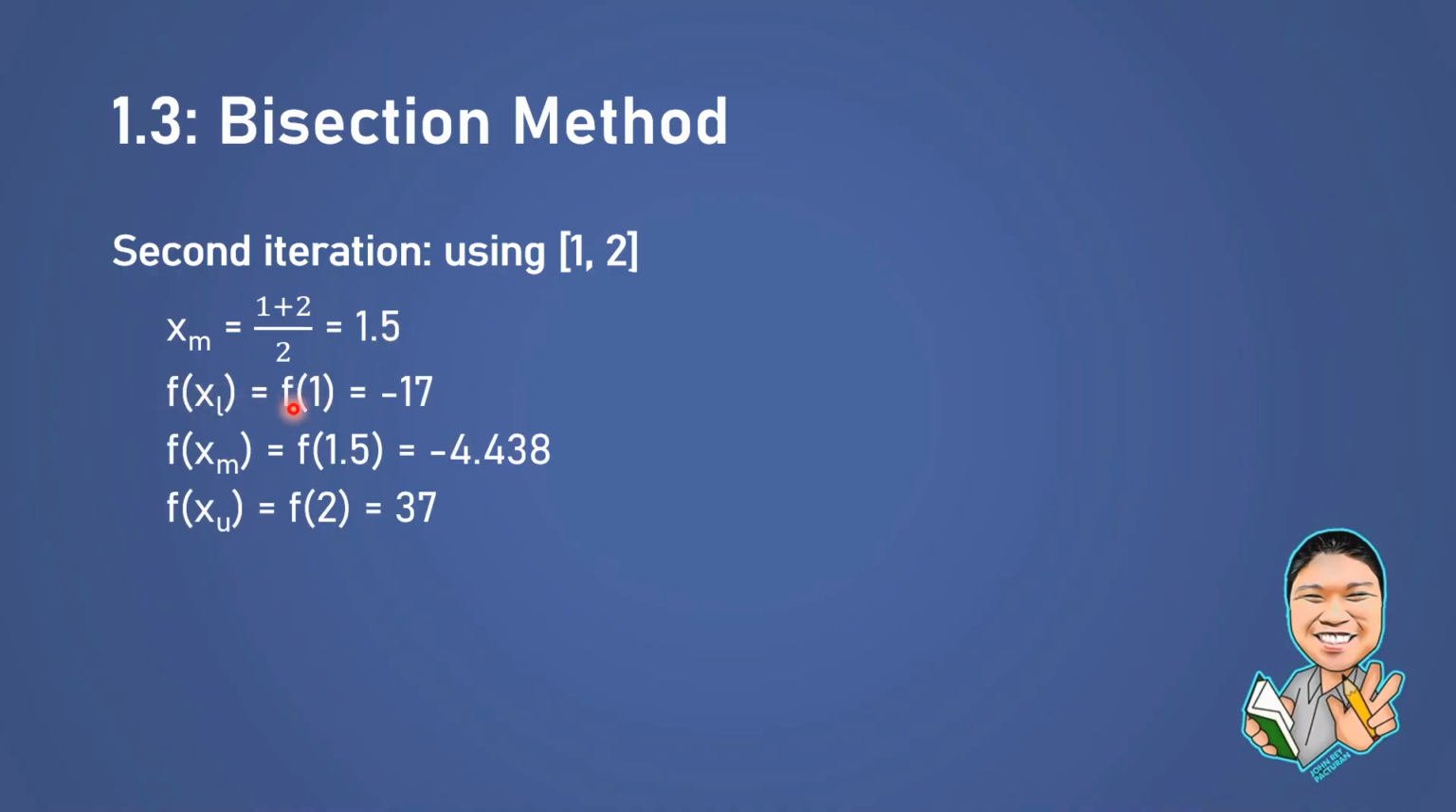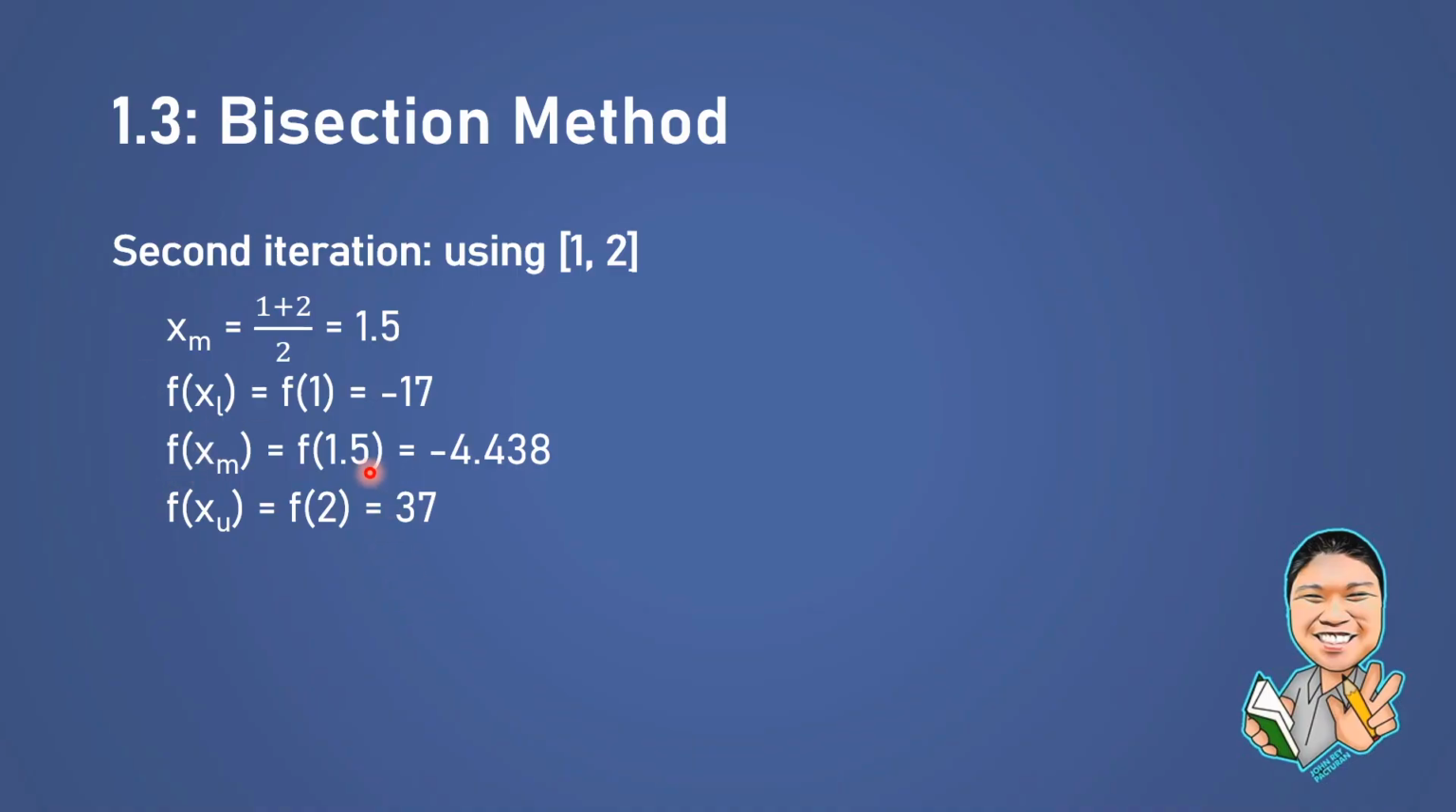F of x sub L is f of 1, which is negative 17. F of x sub M, which is f of 1.5, is negative 4.438, and f of x sub U, which is f of 2, is equal to 37. Again, ang rule natin ay kung saan nag-opposite yung sign, nag-shift of sign, automatic, yun na yung bagong interval.